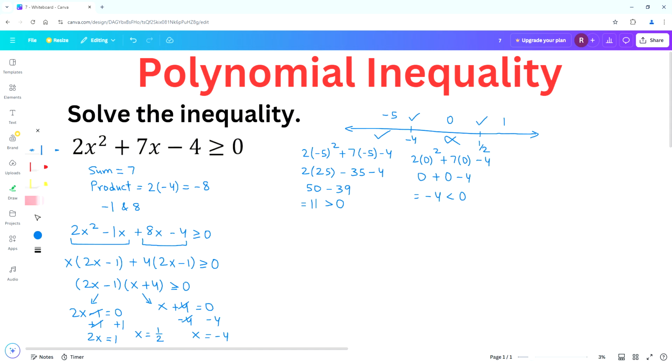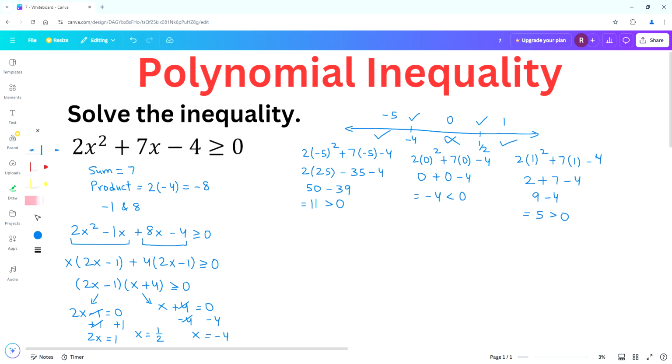Next, we can use the test value 1. 2 times 1 square is 2. 7 times 1 is 7. I get 5, which is greater than 0. Therefore, the inequality is satisfied in the interval to the right side of 1 over 2.